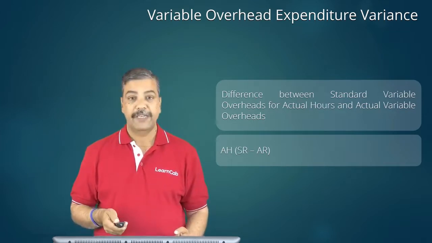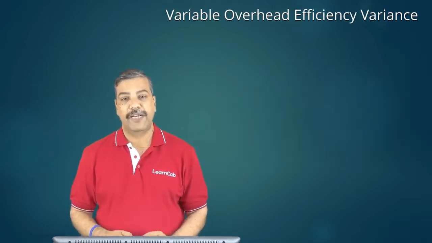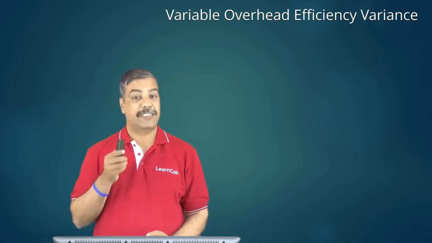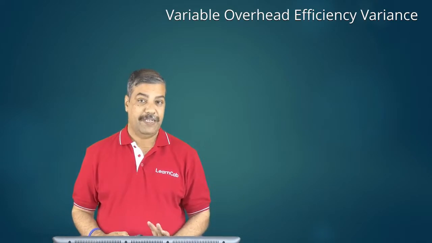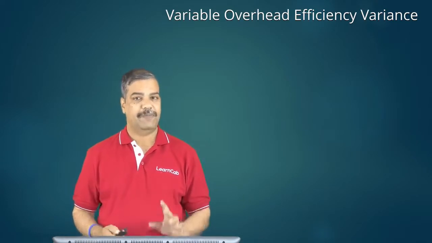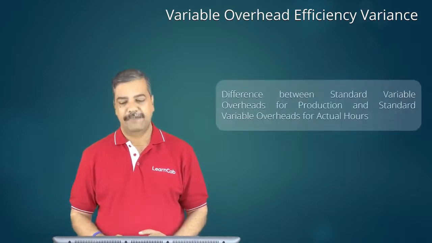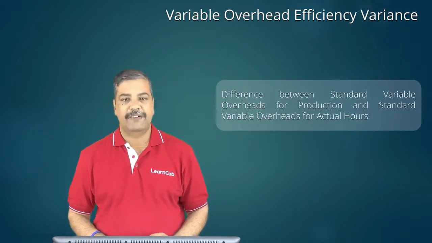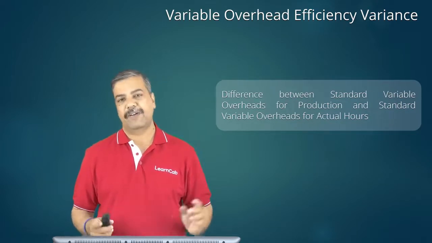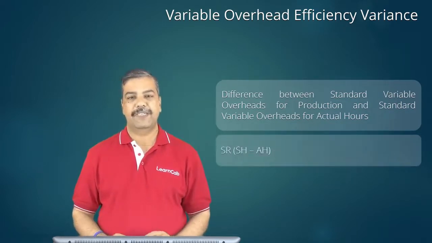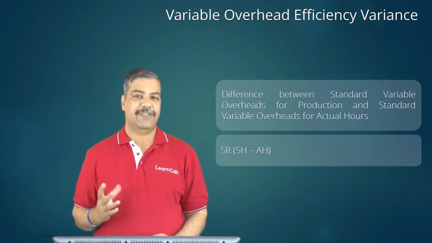Next one, variable overhead efficiency variance. Since it is efficiency, definitely it should not be in terms of rupees. So, in brackets it will not be in rupees here. It is the difference between standard variable overheads for production and standard variable overheads for actual hours. This is the formula. So, how do we express it simply? See, in brackets it is hours.